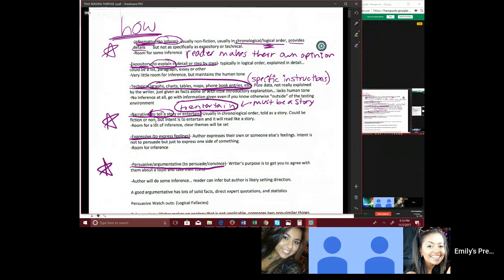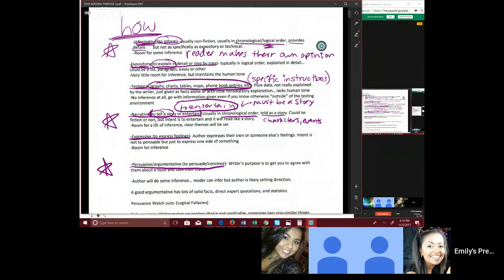So a story will be fairly obvious. A story has to be in chronological order 99% of the time. It has to be this happened, then this happened, then this happened. It's told as a story, so it'll have events. It'll have characters. So characters, events, it'll be in order, and it will read as what you would think of as a story. So rather than having a paragraph about one aspect of a topic and a paragraph about another aspect of a topic, which would be informative, it will tell a story from beginning to middle to end.